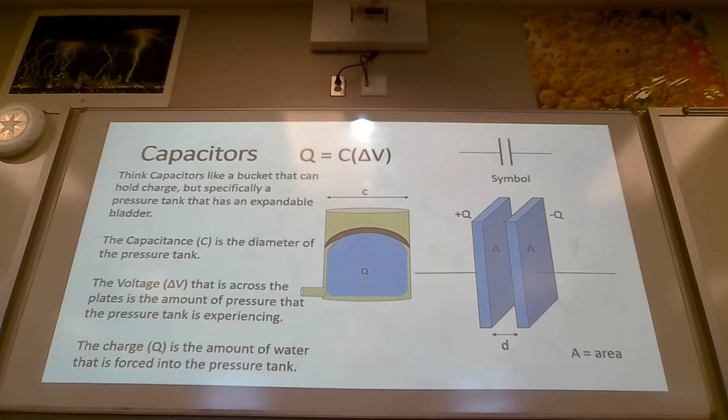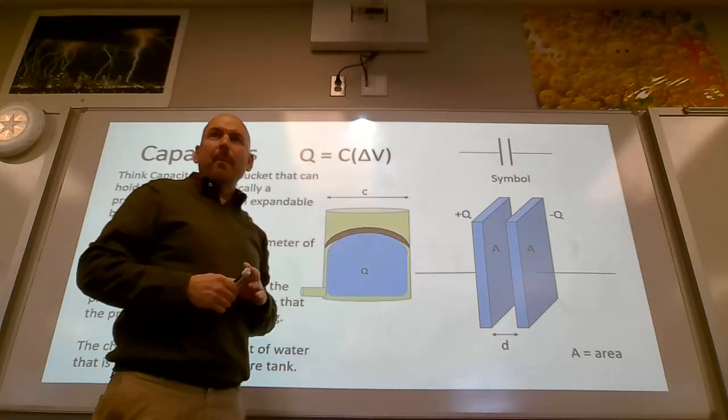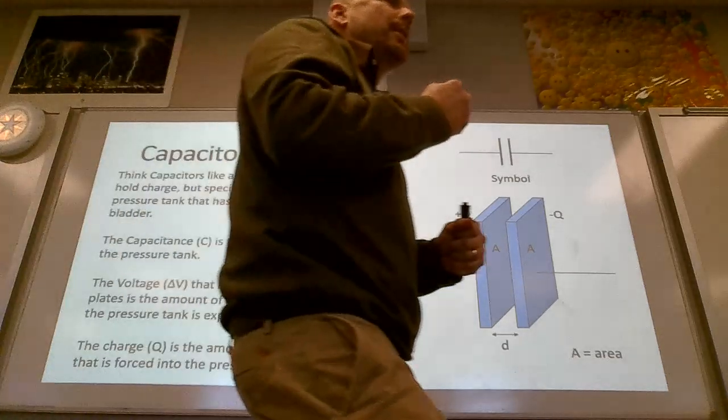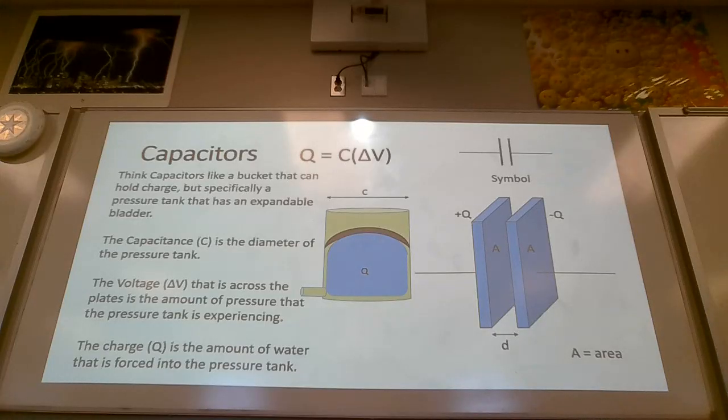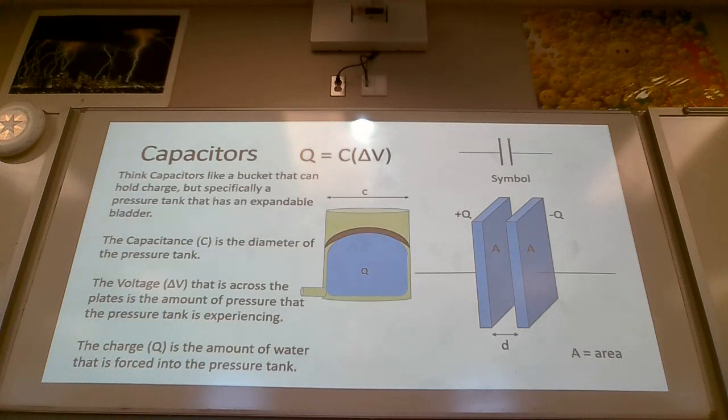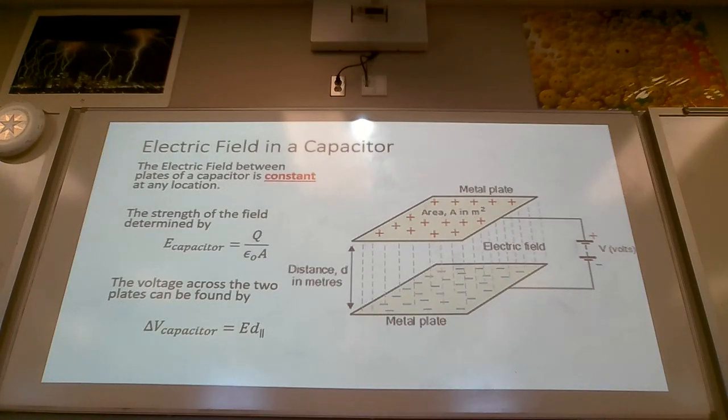So in this case, there's some sort of elastic potential energy in the pressure tank because this bladder has been stretched. With capacitors, we would say we're storing electric potential energy in an electric field. That's common, that's lingo for a capacitor. Storing electric potential energy in an electric field. Where is that electric field? Between the 2 plates.